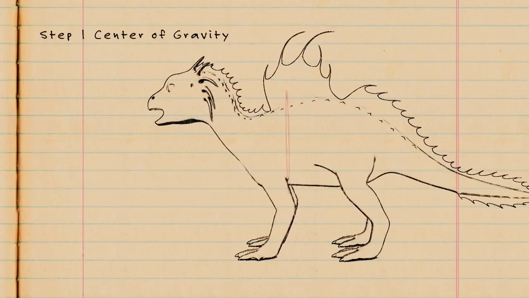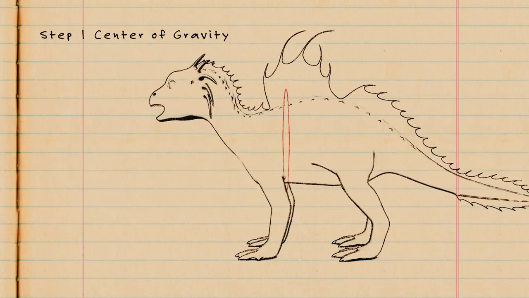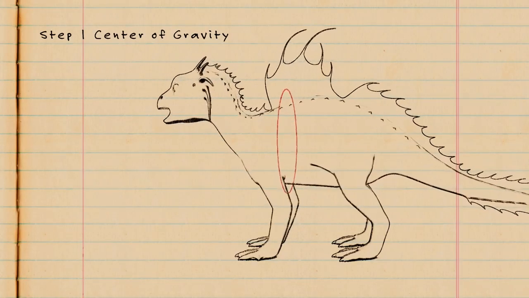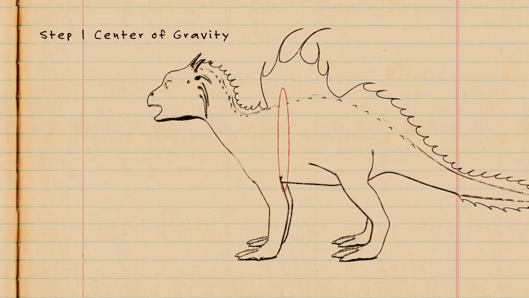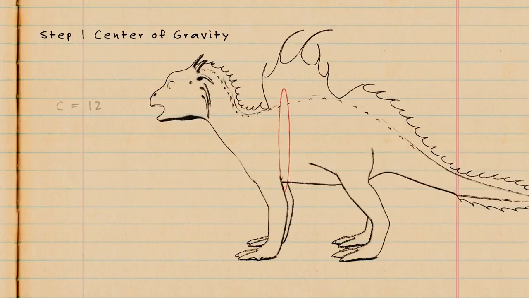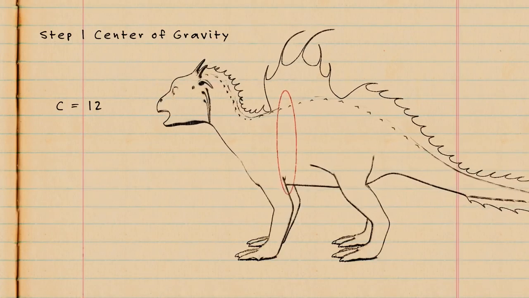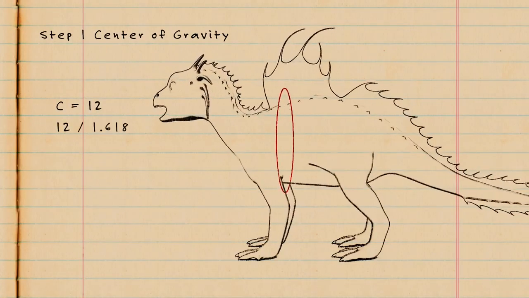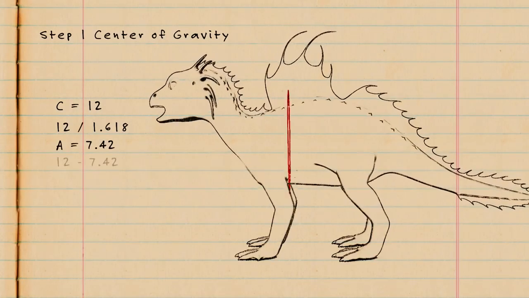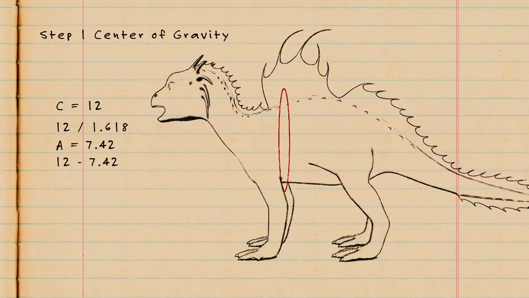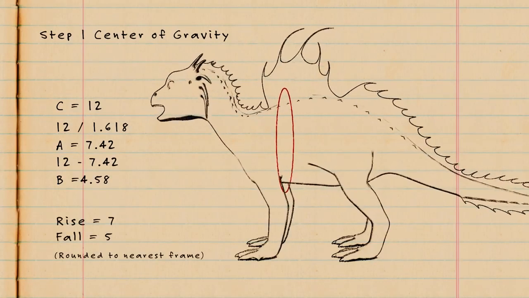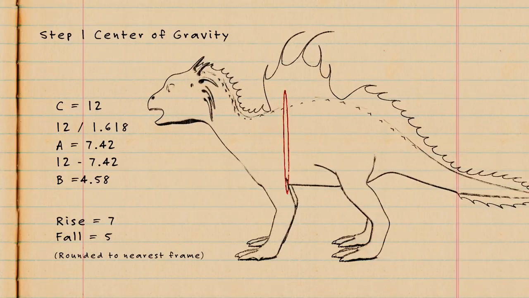So the first thing to do is simulate the inertia of the walk cycle, which in essence is a series of controlled falls. We do this by starting with the center of gravity, or COG. So the rise and fall will happen twice per 24-frame cycle. In applying the formula, C equals 12, C divided by 1.618 equals 7.42. 12 minus 7.42 equals 4.58 for B. Rounding these results, we end up with a rise of 7 frames and a fall of 5 frames.